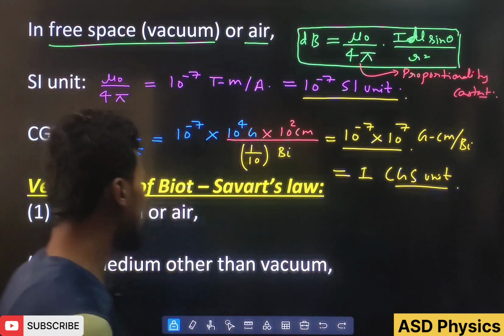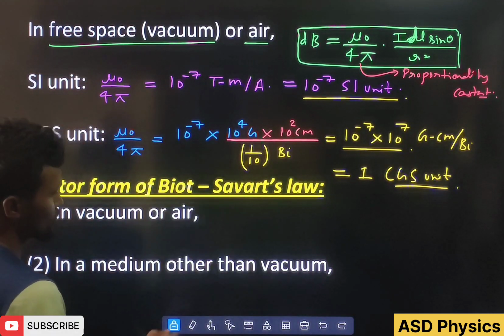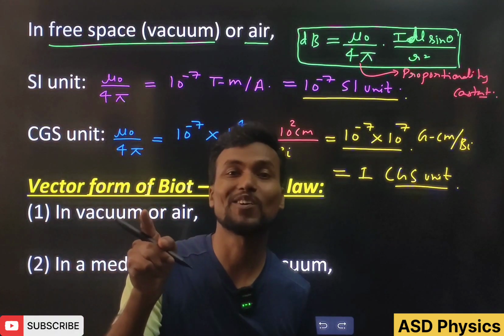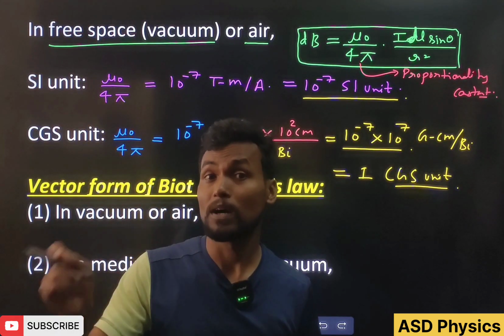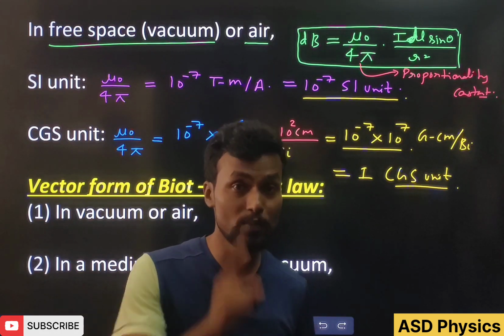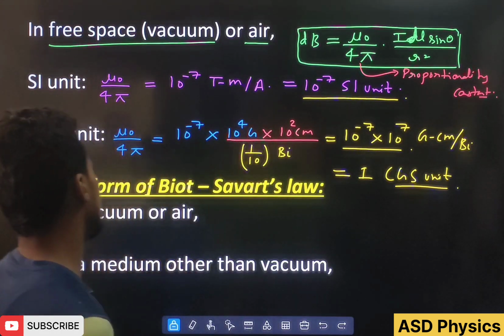Similarly, in electrostatics, the proportionality constant is 1 by 4 pi epsilon naught, with value 9 into 10 to the power 9 in SI unit. But in CGS, how much? 1.